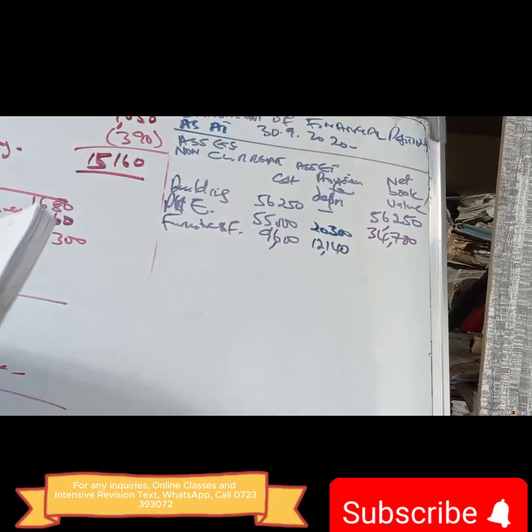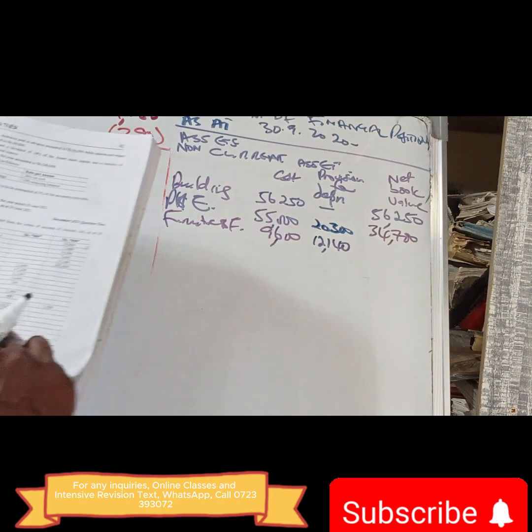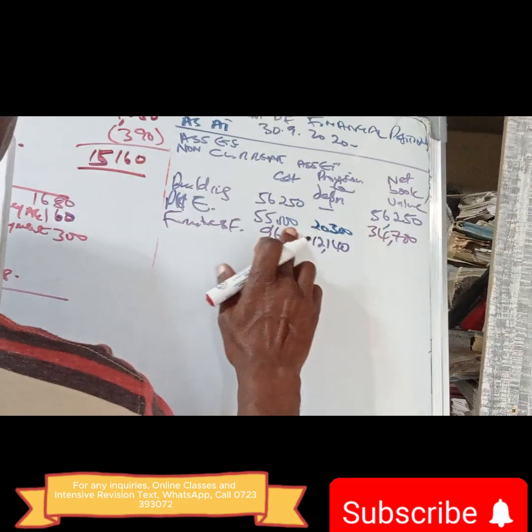12,140 minus, it cannot be that way. Furniture and fittings cost. The cost from the trial balance is 35,000. This should be 35,000.